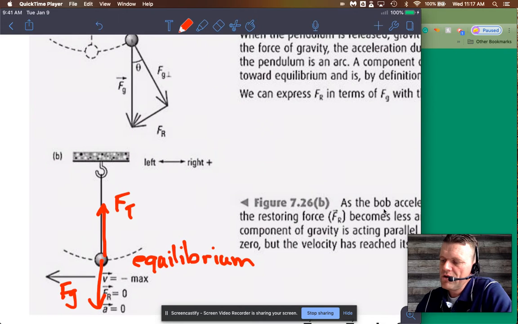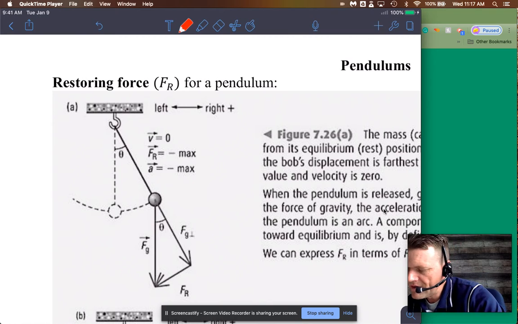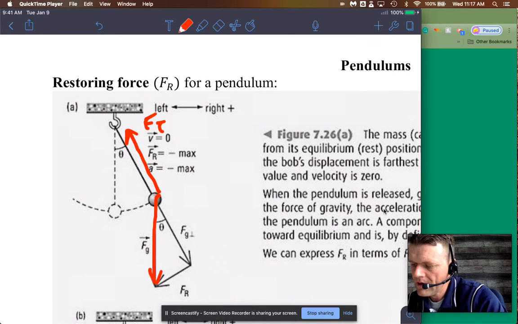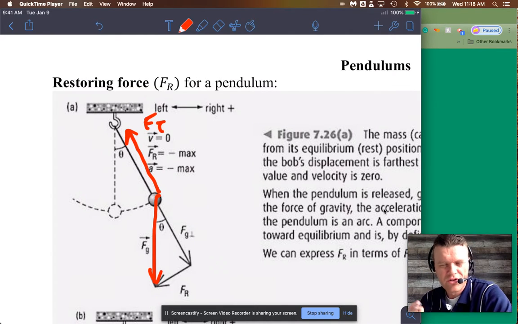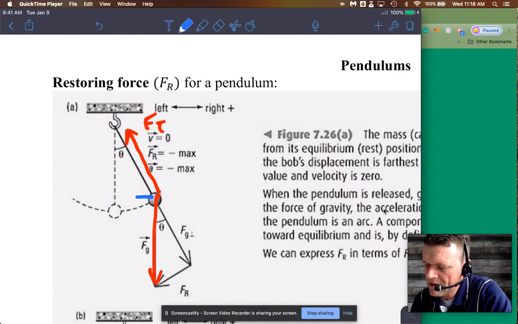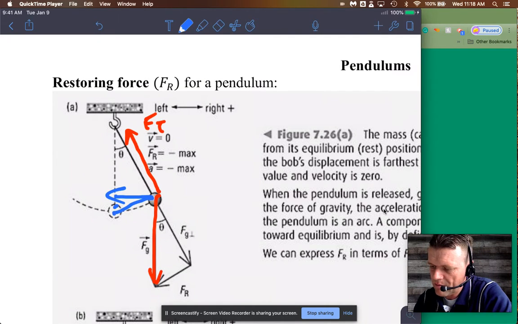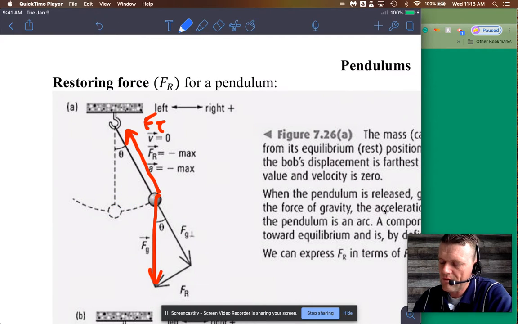But when you pull it to the side, like we did up here, now what's different? Gravity didn't change. Gravity is still down, but now tension is this way. Now, there's two ways you can analyze the restoring force, because the tension isn't the restoring force. The restoring force wants to bring the mass back to where it was, or in a sense, it wants to bring it back to this specific point. So how do we account for that restoring force?